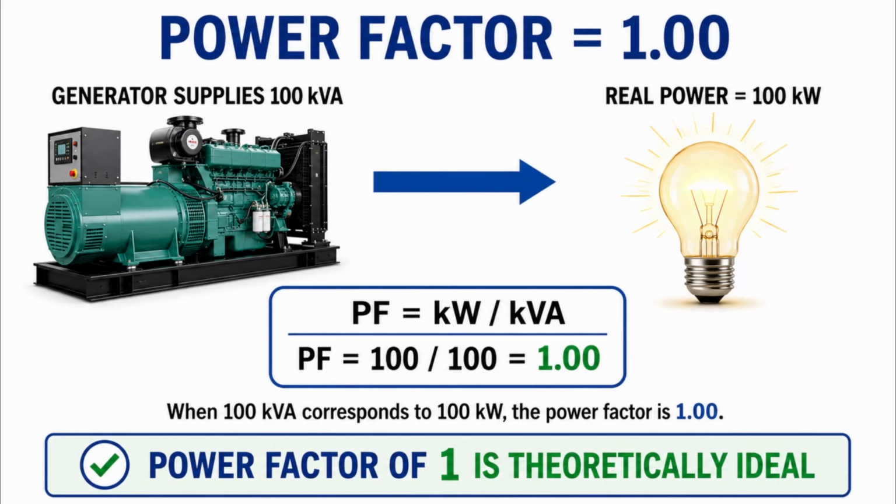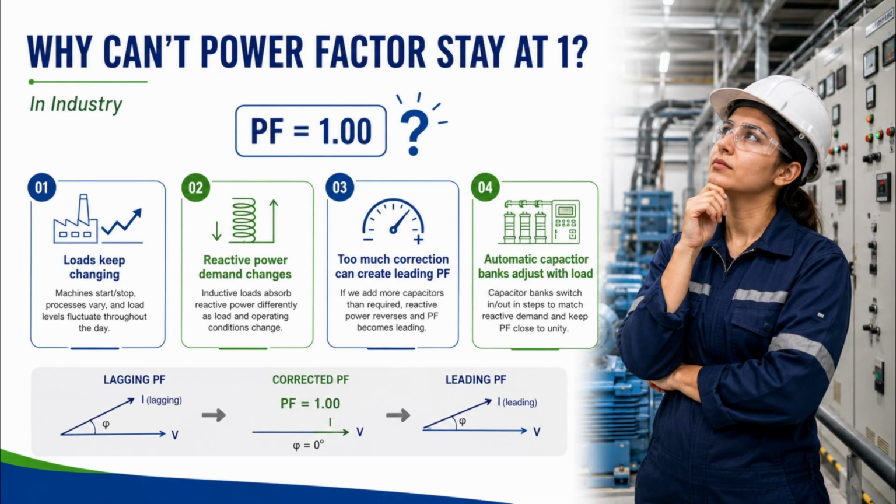Now imagine power factor equals 1. 100 kVA equals 100 kilowatts. Power factor equals 1.00. Now let's imagine the ideal situation. Suppose our 100 kVA corresponds to 100 kilowatts of real power. Then our power factor is 100 divided by 100, which equals 1. So yes, power factor of 1 is theoretically ideal. So why don't we simply keep every industrial system at 1.00?